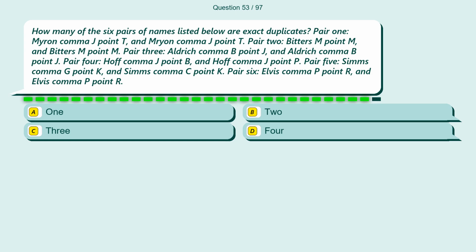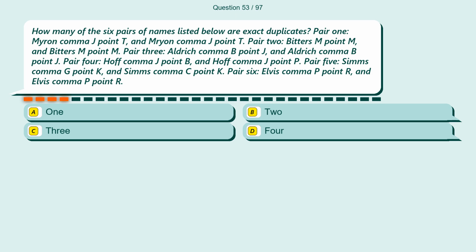Question 53. How many of the 6 pairs of names listed below are exact duplicates? Pair 1, Myron, J.T, and Ryan, J.T. Pair 2, Bitters, M.M, and Bitters, M.M. Pair 3, Aldrich, B.J, and Aldrich, B.J. Pair 4, Hoff, J.B, and Hoff, J.P. Pair 5, Sims, G.K, and Sims, C.K. Pair 6, Elvis, P.R, and Elvis, P.R.